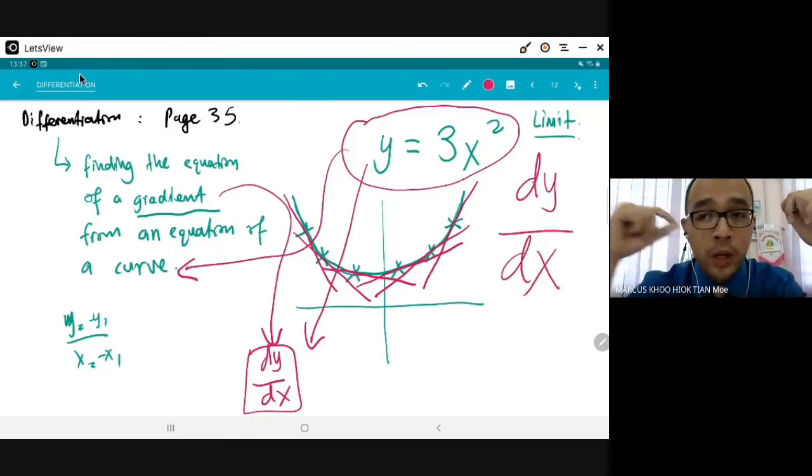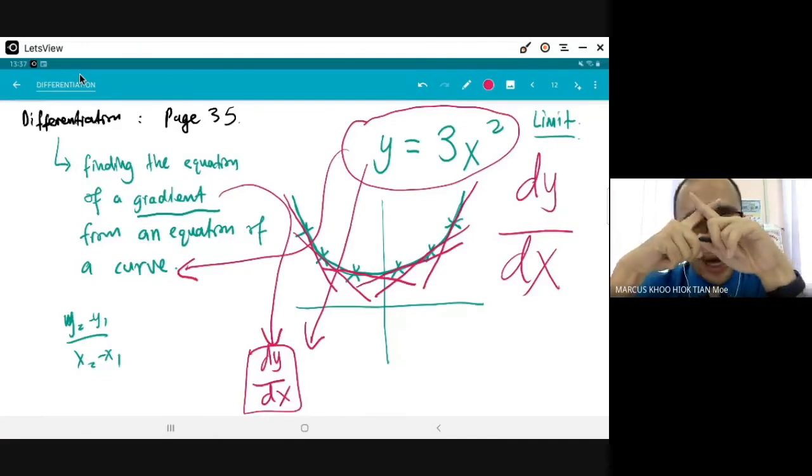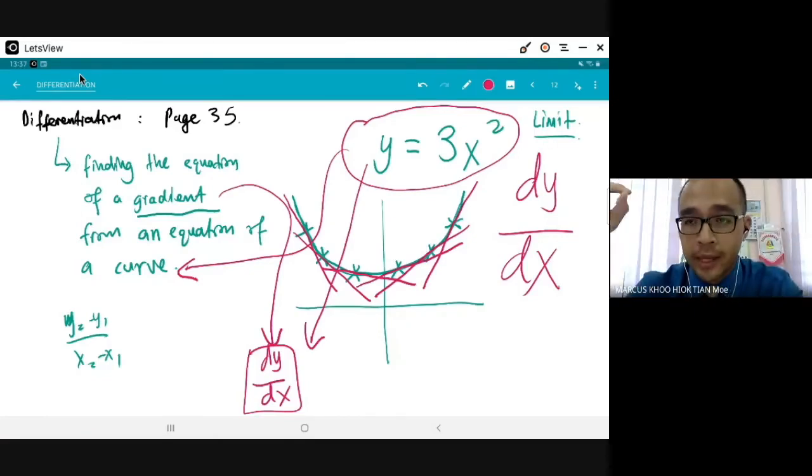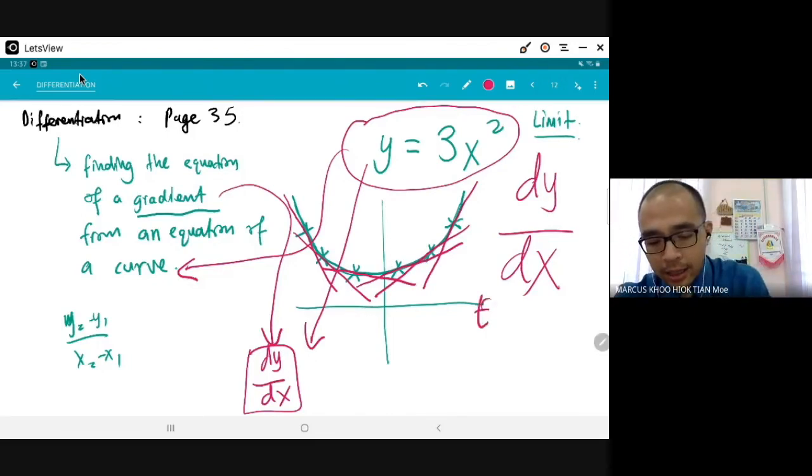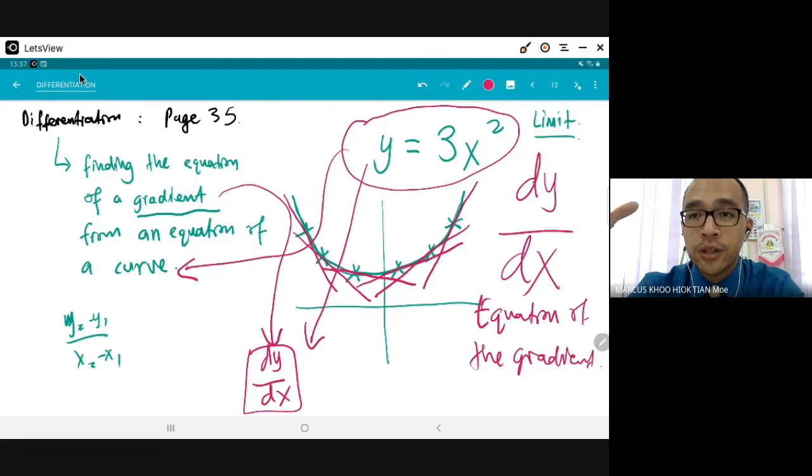Notice that I am not saying dy per dx. Ini salah. Okay, haram dari sisi undang-undang matematik. Kita sebut sebagai dy dx atau juga dikenali sebagai the equation of the gradient. Okay, so this is the introduction to differentiation.